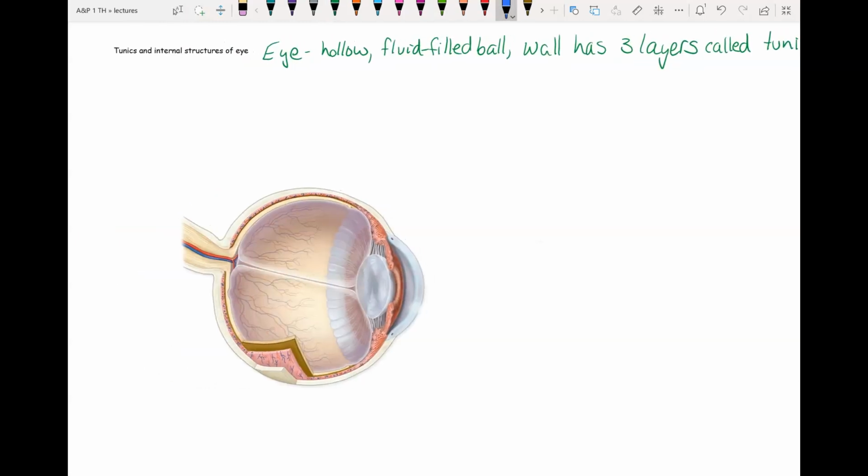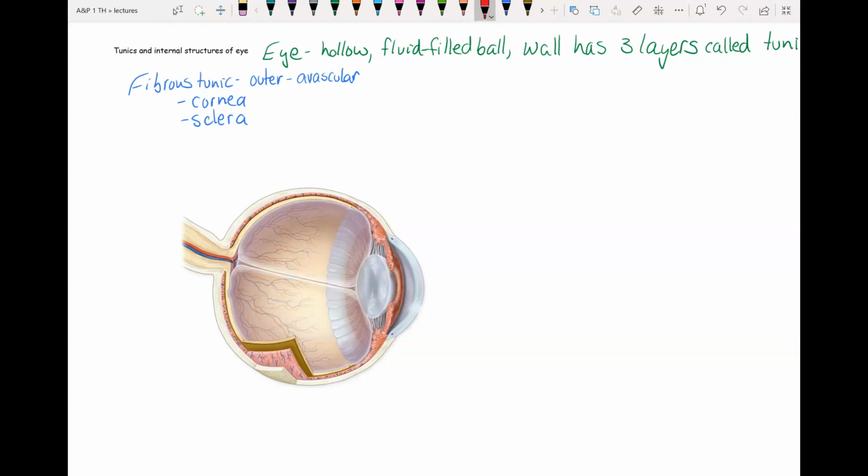The first tunic is the fibrous tunic. This is the outer layer of the eye. And the fibrous tunic is avascular. So there are no blood vessels in the fibrous tunic. It has 2 parts, the cornea and the sclera.